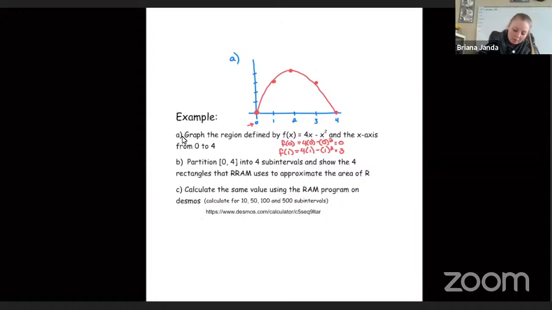Part B says to partition that into 4 sub-intervals. Well, that works out nicely since it goes from 0 to 4. Here are my 4 sub-intervals. 1, 2, 3. Let me do a different color here so you can actually see that. 1, 2, 3, 4. There's my 4 subintervals. And it says use right RAM to approximate that area.